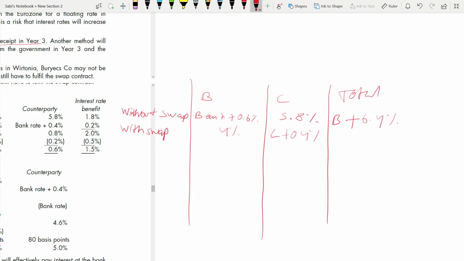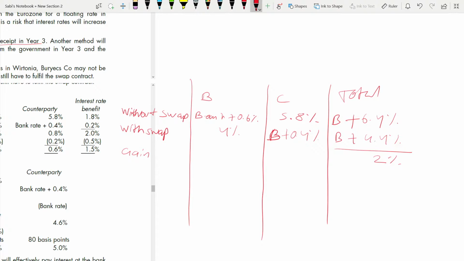And here with swap, let's take B for bank. It is 4 plus B plus 0.4%, so it will be B plus 4.4%. If you want to find the gain, deduct with swap from without swap. So B will cancel. 6.4 minus 4.4 is 2%.